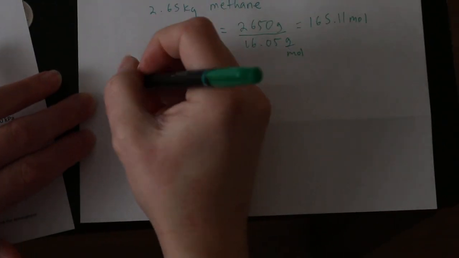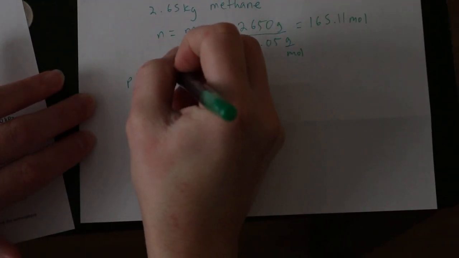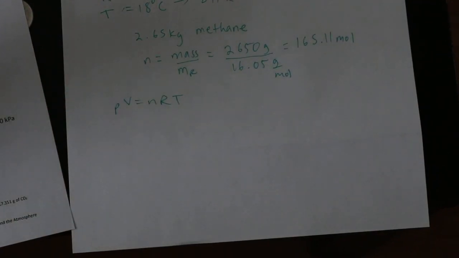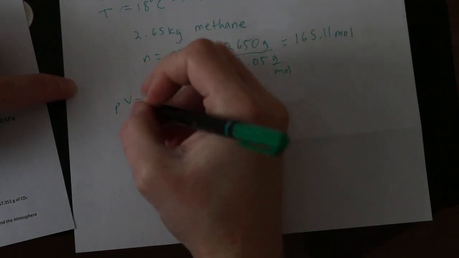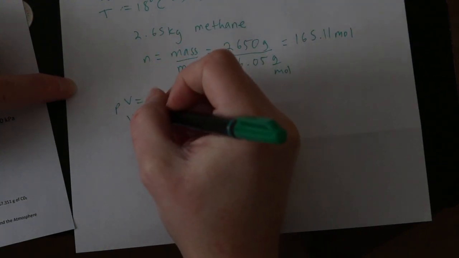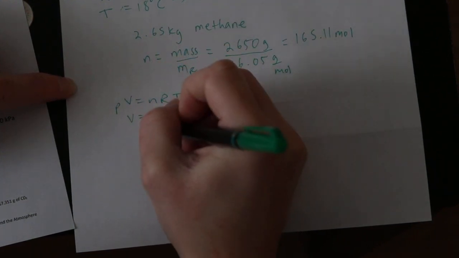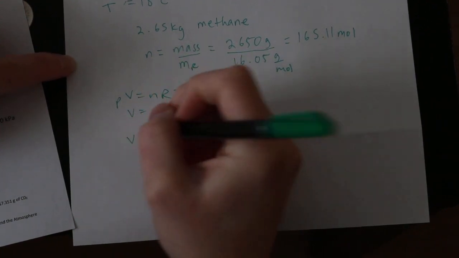So if we rewrite our equation, PV equals nRT, right? We want to find volume. So to get volume by itself, we just need to divide both sides by P. So volume is nRT divided by P. So we just plug our numbers in.